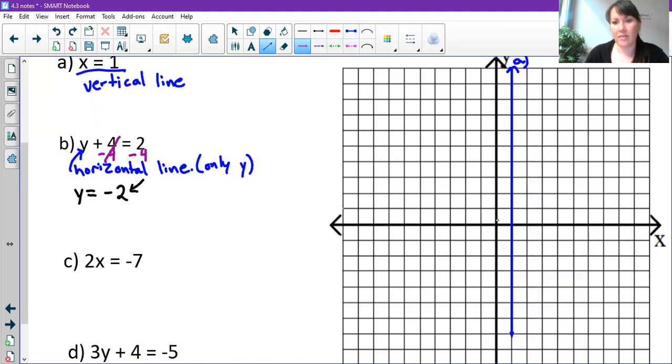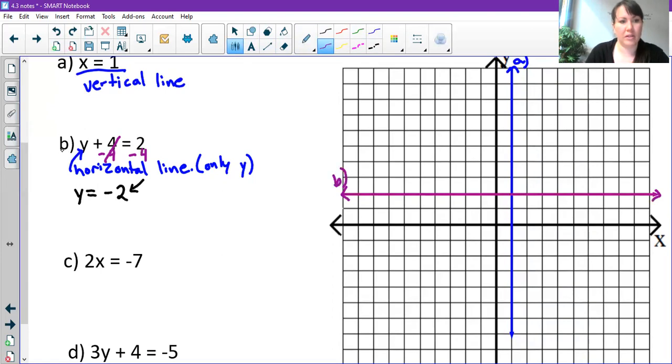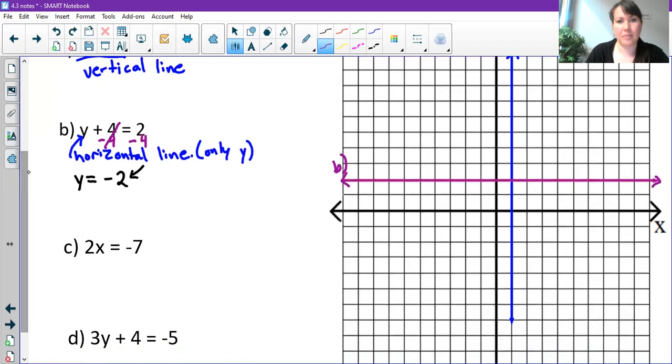Okay, so at a y value of negative 2, down here, I'm going to draw my horizontal line. I'm going to put arrows on the ends. And we are going to label it as graph B. So I'm just using whatever letter I see on the side. Okay, my next one. When I look at this equation, I see only an x. So that means I have a vertical line.